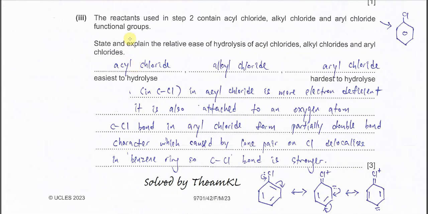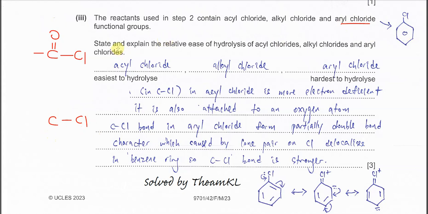Okay, part 3. The reactants used in step 2 contain acyl chloride, alkyl chloride, and aryl chloride. For acyl chloride, the C is bonded to the oxygen and the chlorine. The alkyl chloride is just a carbon bound to the chlorine only, and of course the others are hydrogen and alkyl groups. This one is the aryl chloride, meaning the chlorine is bonded to the benzene ring.